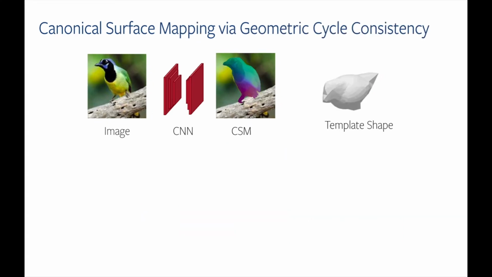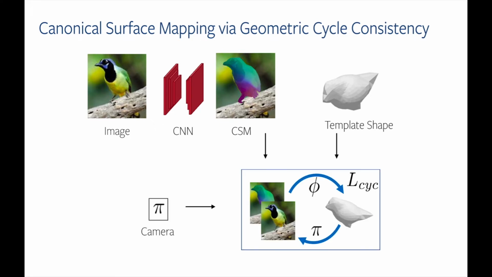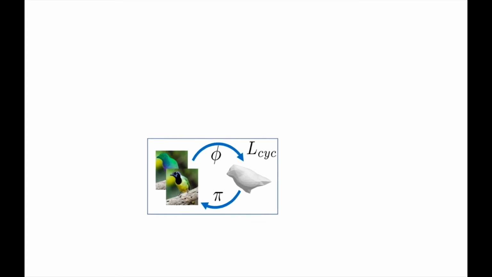We train the CSM prediction CNN by enforcing geometric consistency. Given a camera pi corresponding to the image, we enforce that the per pixel CSM predictions should be consistent with the reprojection of the template shape under the camera pi. We call the loss enforcing this a geometric cycle consistency loss and look into it in more detail now.